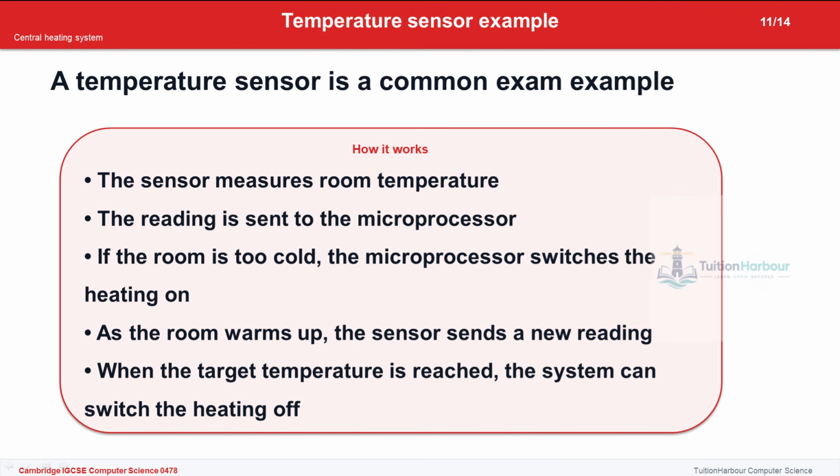Temperature control example. In a central heating system, the sensor measures room temperature and sends it to the microprocessor. If the room is too cold, the heating is switched on. When the target temperature is reached, it is switched off.